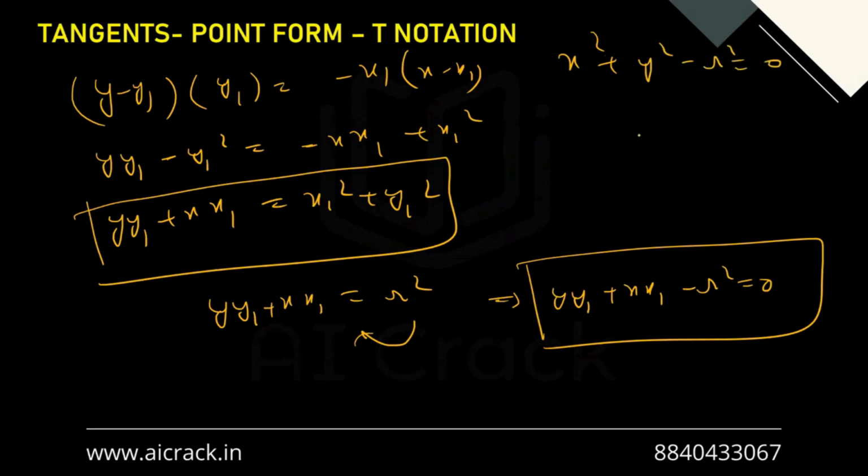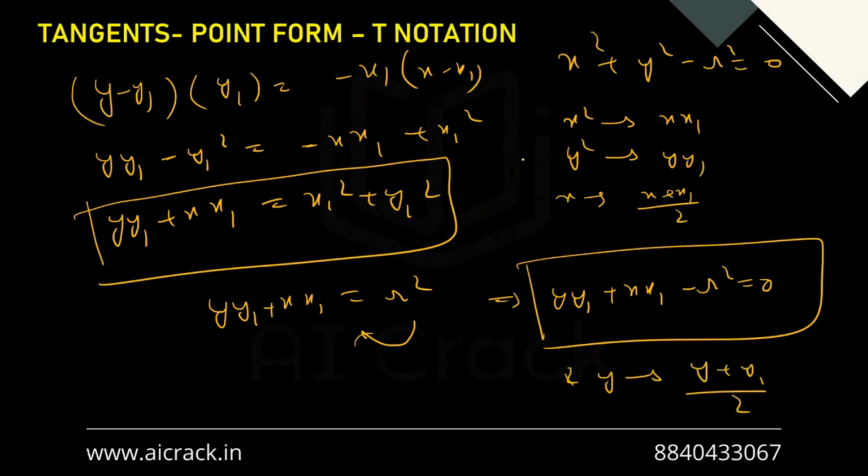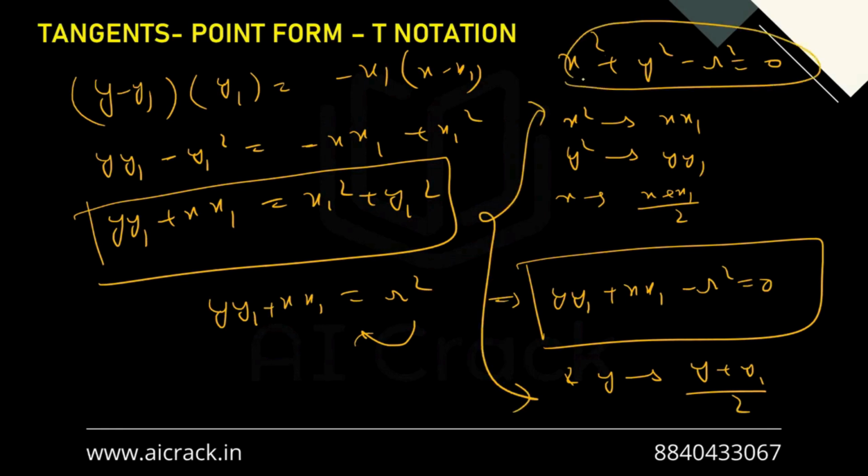Now if we want to apply the T notation over here, x square goes to x x1, y square goes to y y1, x goes to (x plus x1) by 2, and y goes to (y plus y1) by 2. So these are the transformations which you have to remember when you are writing the tangent equation directly from the circle equation. So basically this is the circle equation, and now we have to apply the T notation by doing these transformations, and then we'll be getting the entire equation of this tangent.